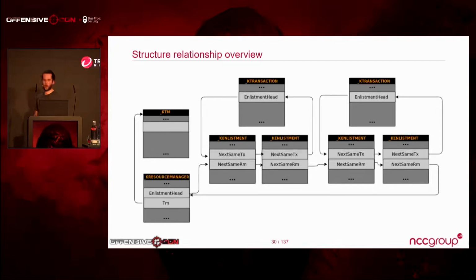So this is basically a summary. If you didn't get the whole thing before, this is a summary to be able to follow the remaining part. We have the transaction manager, which is the first object we create. We have the resource manager, which has an enlistment head, which is a linked list of different enlistments associated with either one or several transactions. This linked list of enlistments is important to understand the bug.